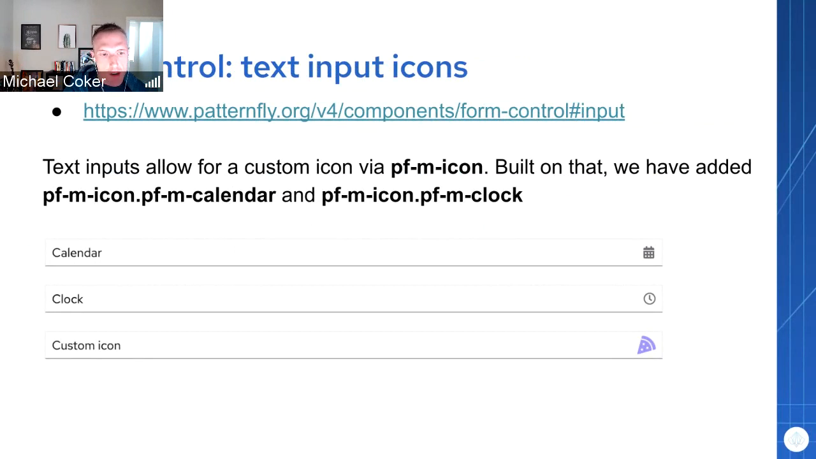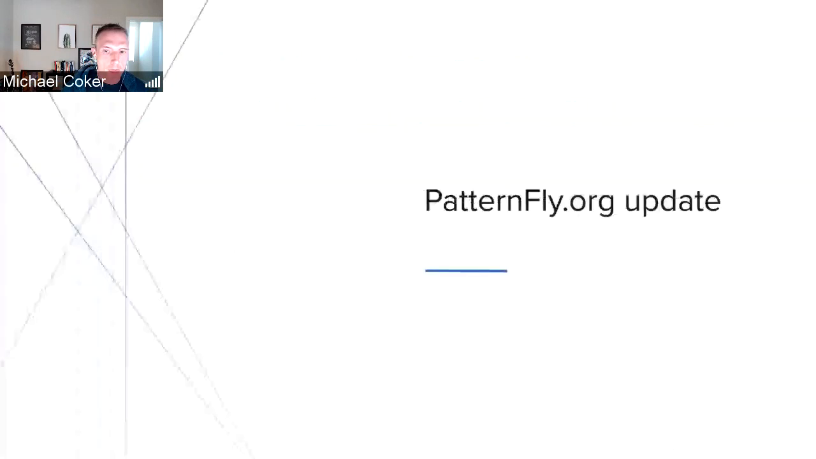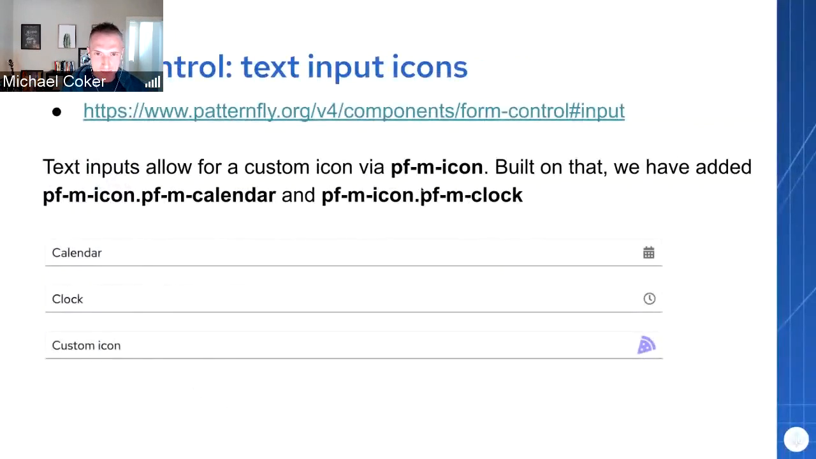And then on top of that feature, we added 2 new icons using the same basic logic that a custom icon is added with. And those icons are a calendar and a clock. So you'll see those, and that's also to support an upcoming component that we're actively working on for date and time picker. And then that's it. Any questions?